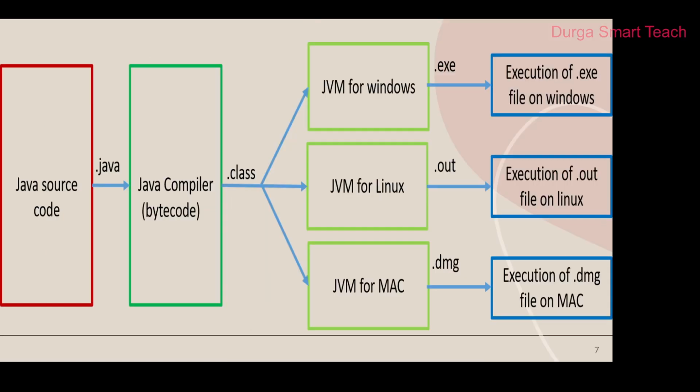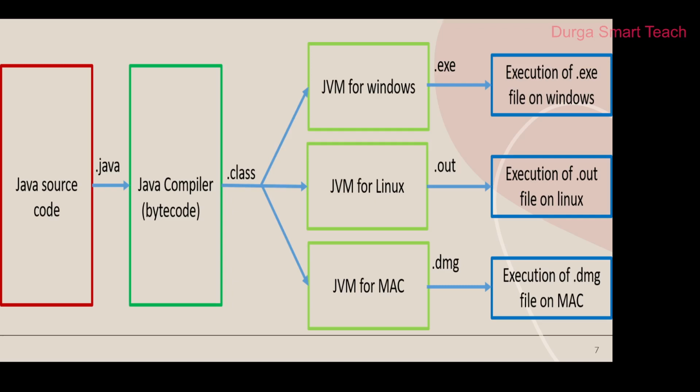So let's see the example. Whatever we write is known as Java source code. We save the Java source code program using the extension .java. Whenever we compile the Java program, it will generate one .class file that is known as bytecode. That bytecode can be run in any operating system. So JVM for Windows, JVM for Linux, JVM for Mac. So you can run on any system.